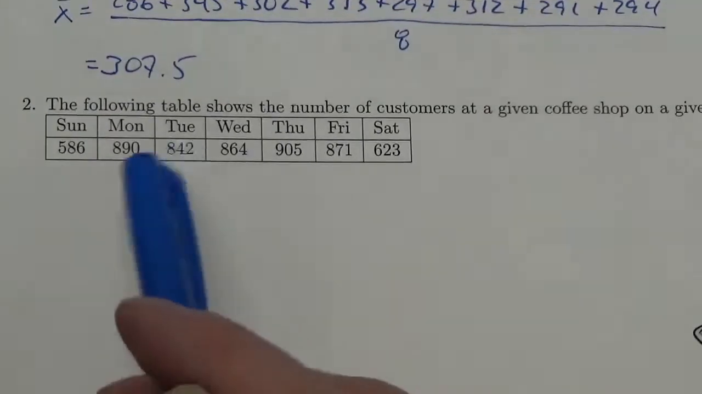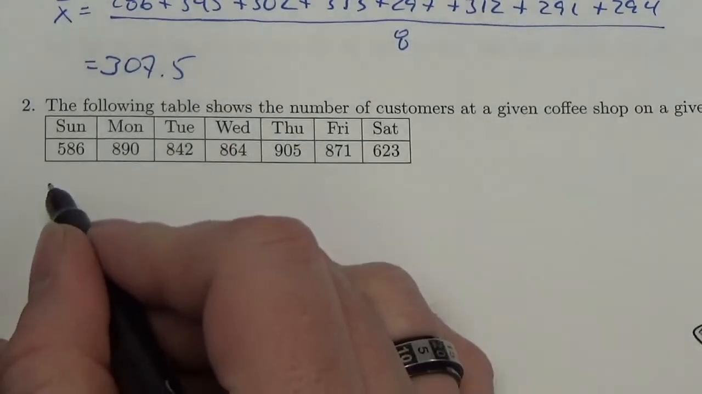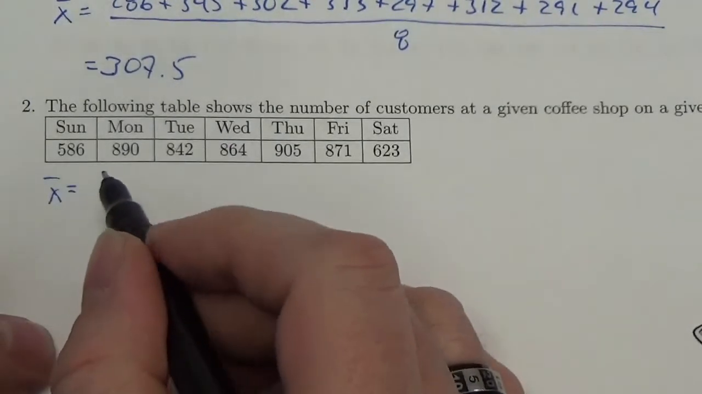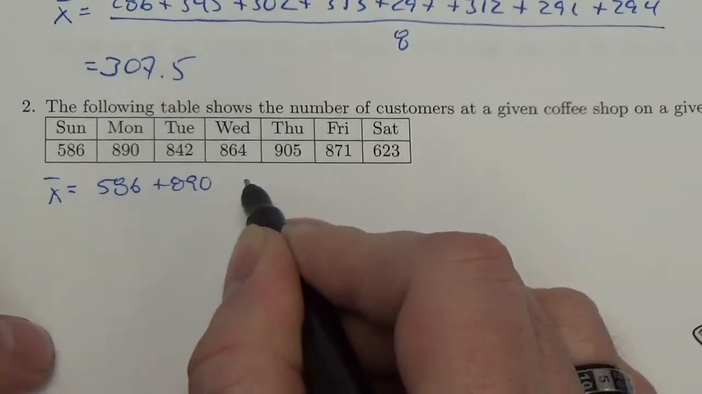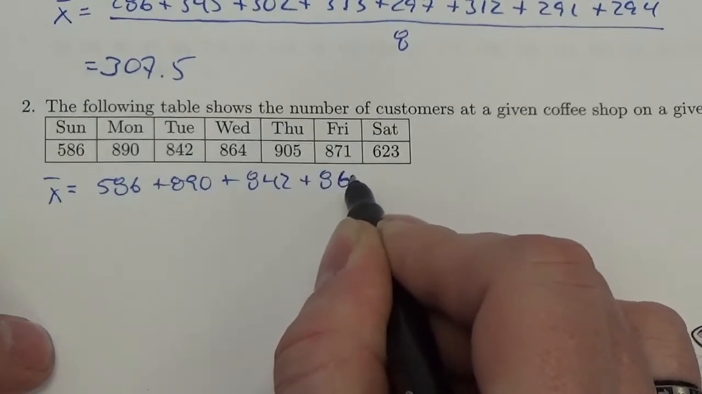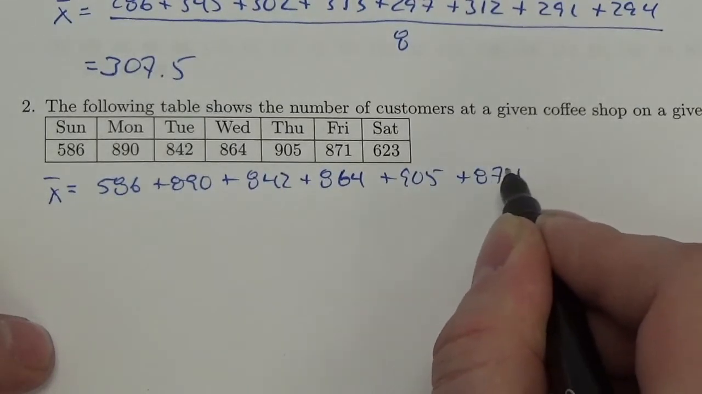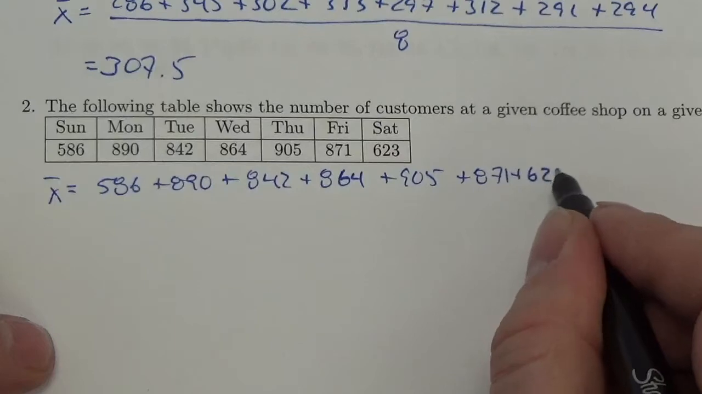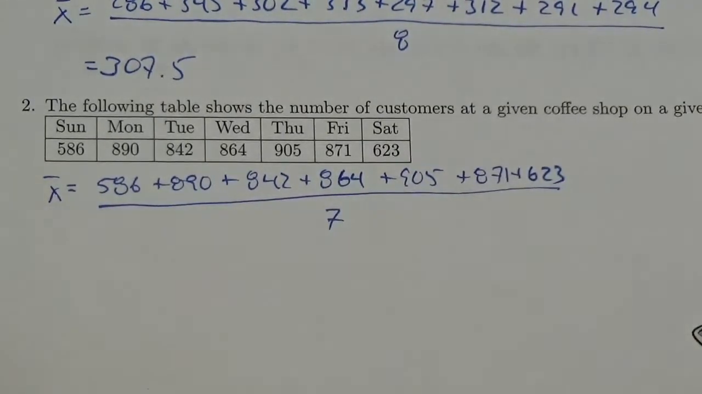Okay, so this next question says the following table shows the number of customers at a given copy shop on a given day. Now, what's missing is the part that says find the average number. So we're going to find the average number of people in a coffee shop here. 586 plus 890 plus 842 plus 864 plus 905 plus 871 plus 623 all over, and then we know that the number of days in a week is 7.